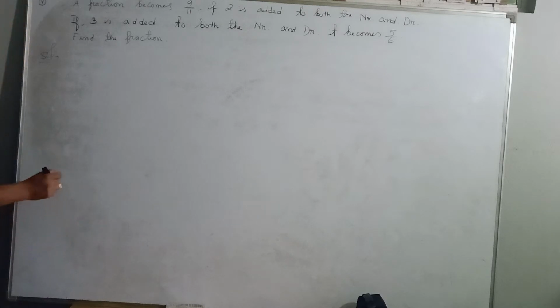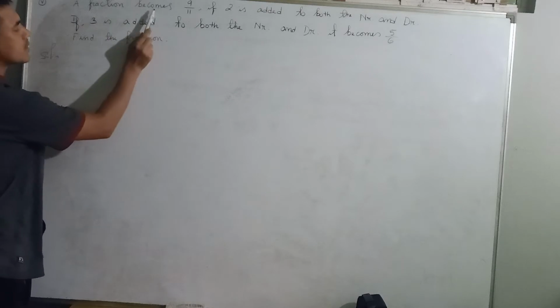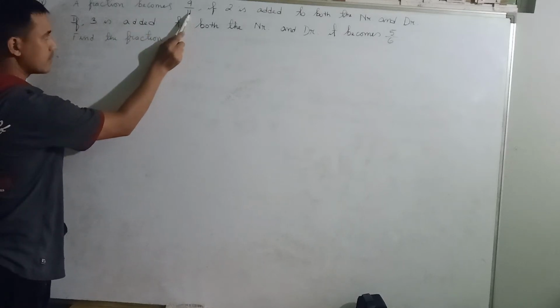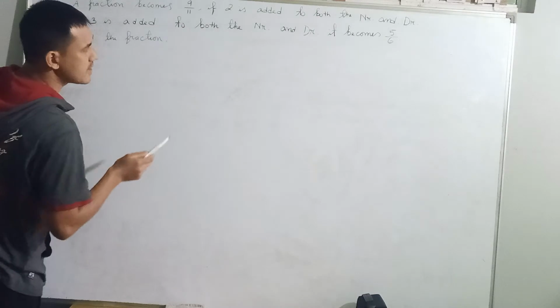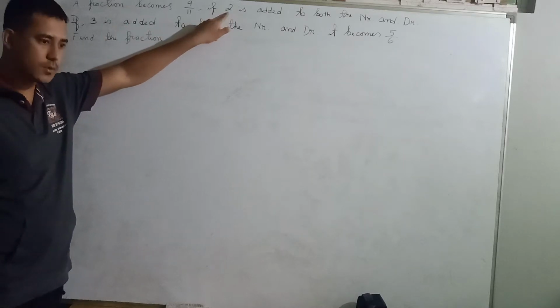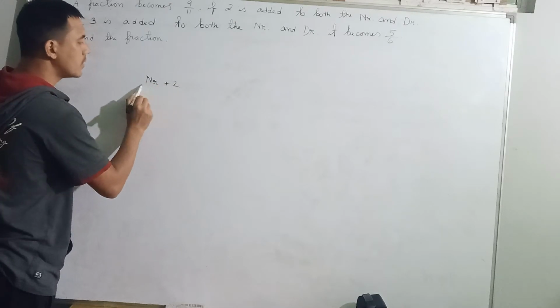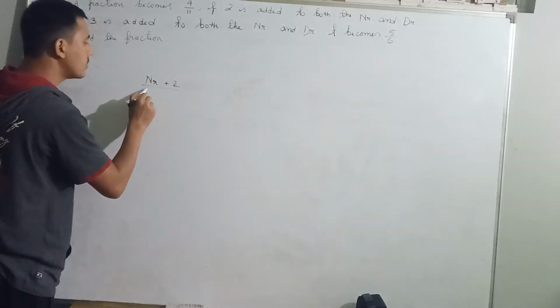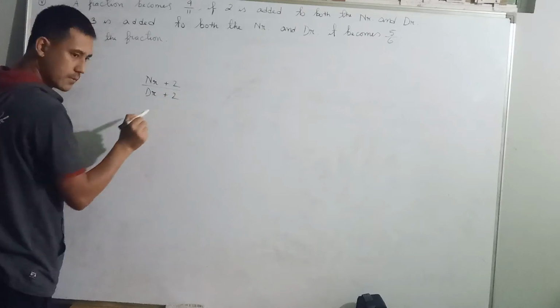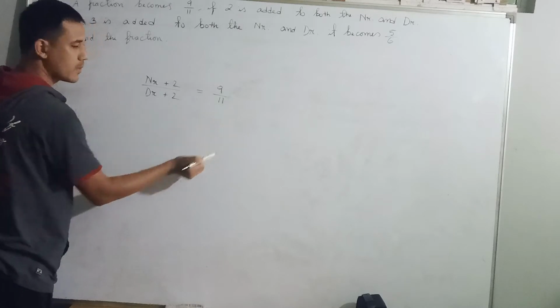So in this class, we will first discuss question number 3, Roman 5. A fraction becomes 9 upon 11 if 2 is added to both the numerator and denominator. To the numerator we will add 2, and to the denominator also we will add 2. Then this fraction will become 9 by 11. That's what the question says.